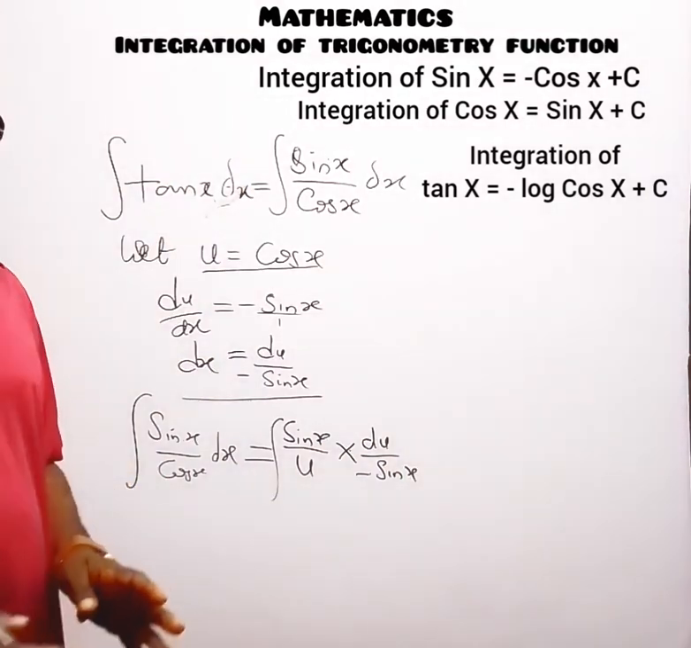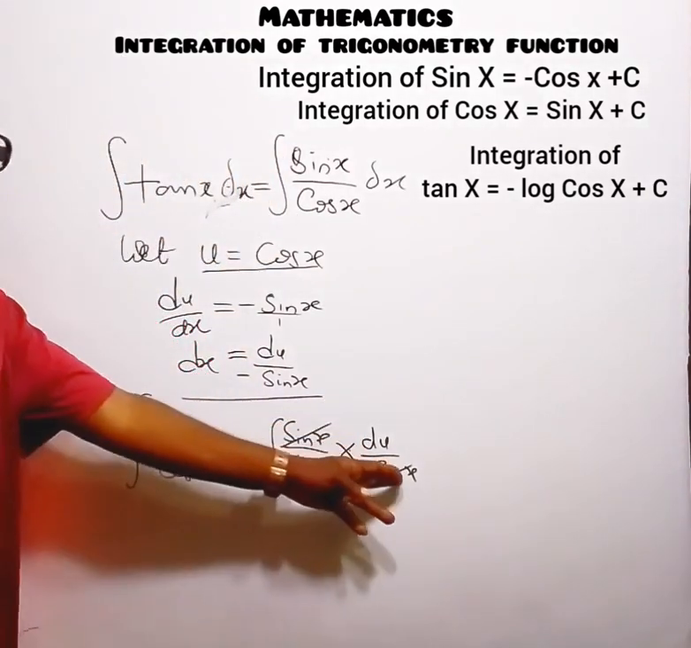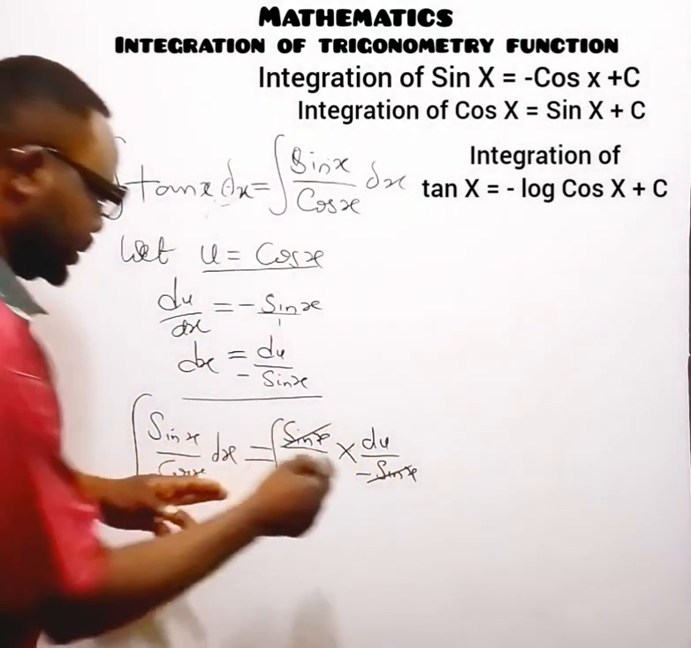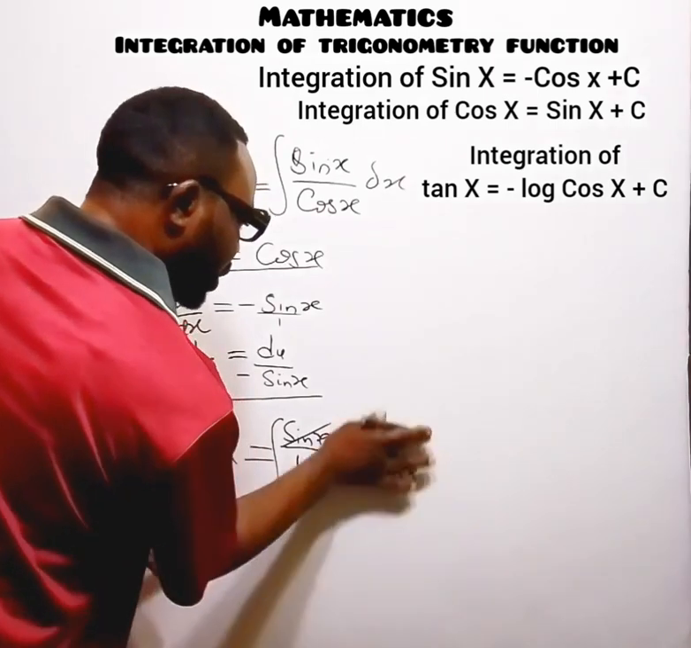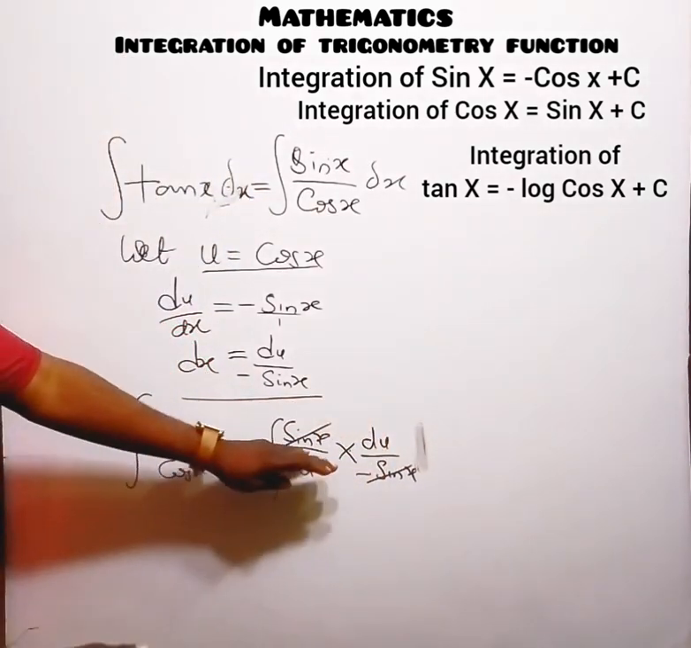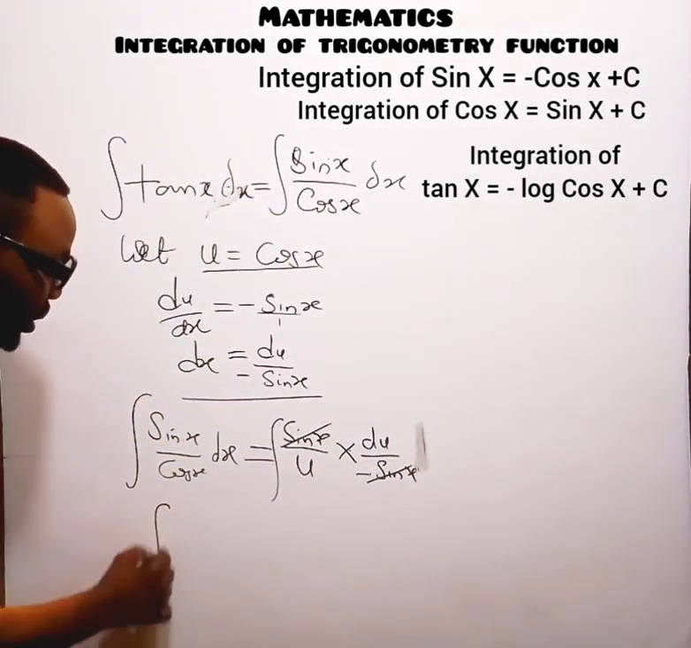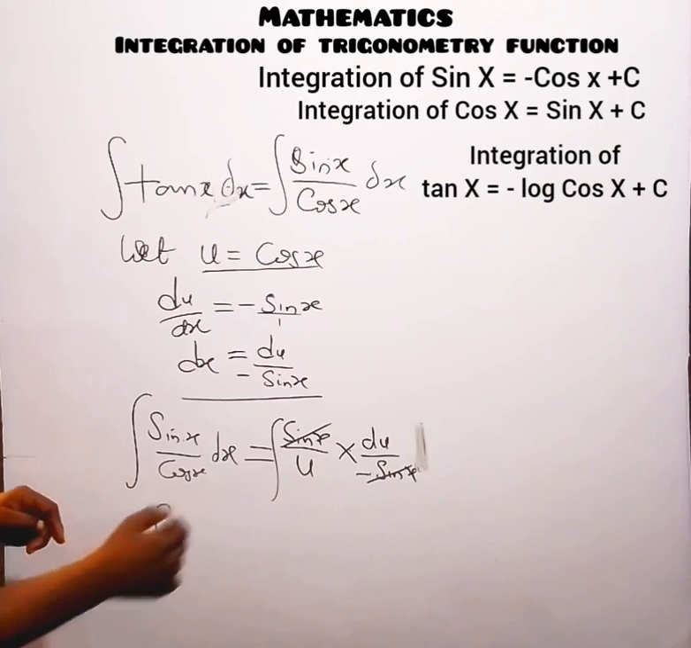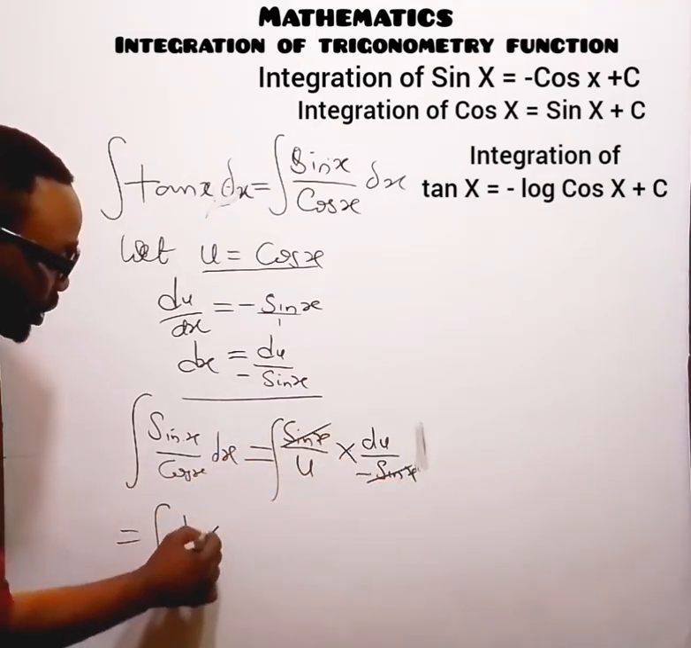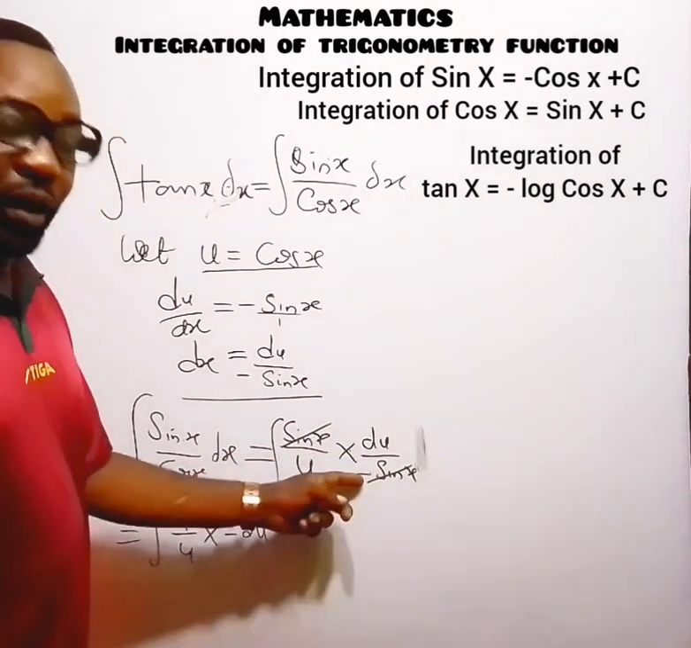After I've gotten this, I am free to cancel this sine x out of this equation here. Don't forget, I'm not going to have the dx again because this is the value of dx. Now, this one will be transformed into 1 over u multiplied by minus du, because there's a negative value here.